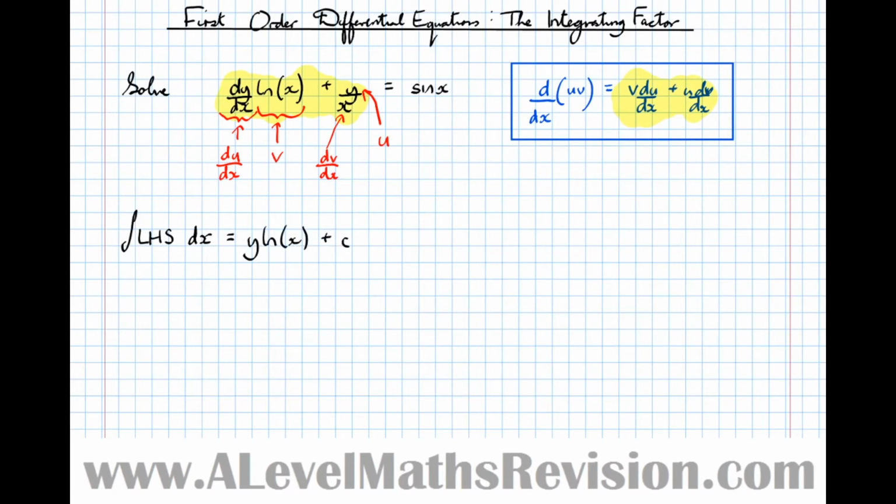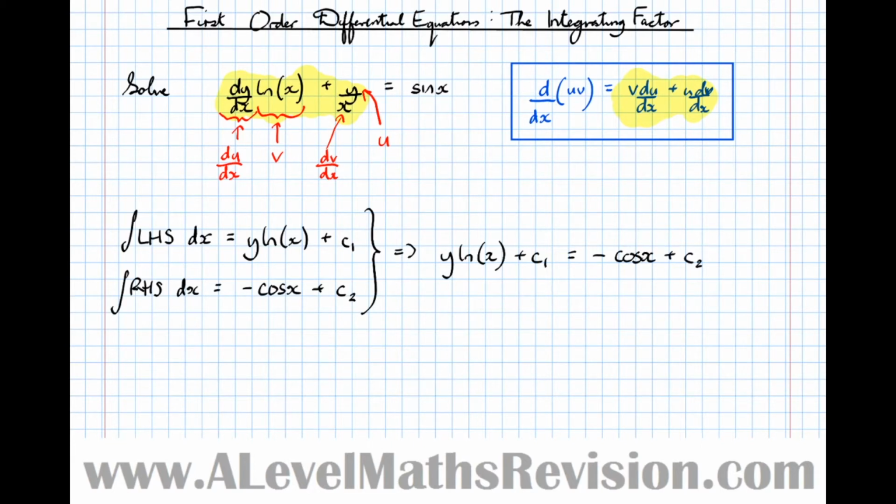Plus c. In fact, let's call that c1 because we're going to use another constant in a short while. So now the integral of the right hand side dx, i.e. integrating both sides with respect to x, equals minus cos x plus c2. So that implies that the left hand side, y log x plus c1 equals minus cos x plus c2. Taking all the constants over to one side, y log x equals minus cos x plus c2 minus c1.